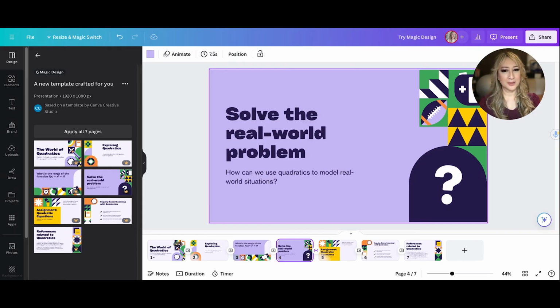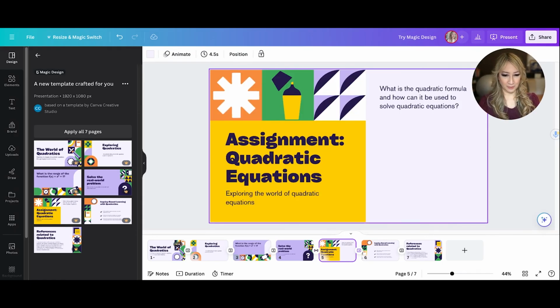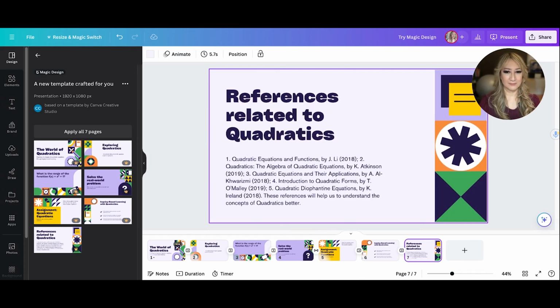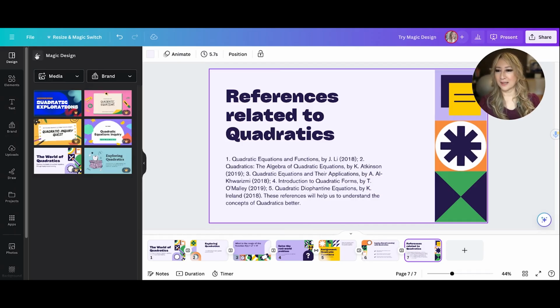But then putting the quadratics into a context and a real life problem, I like that. And then an assignment. Okay, some questions, some other points to help guide our lesson design. Okay, this is not bad. Okay, let's try another one.